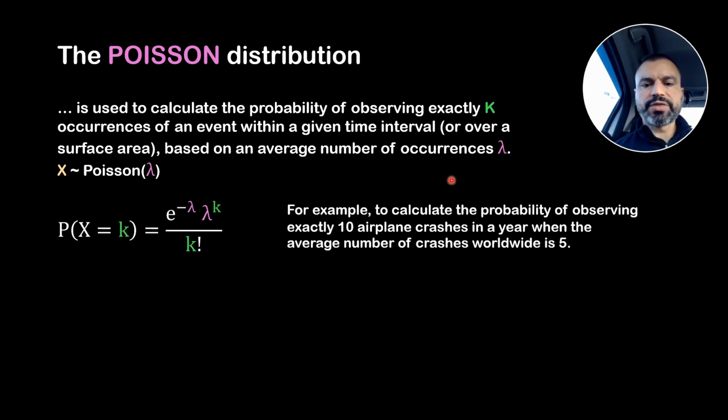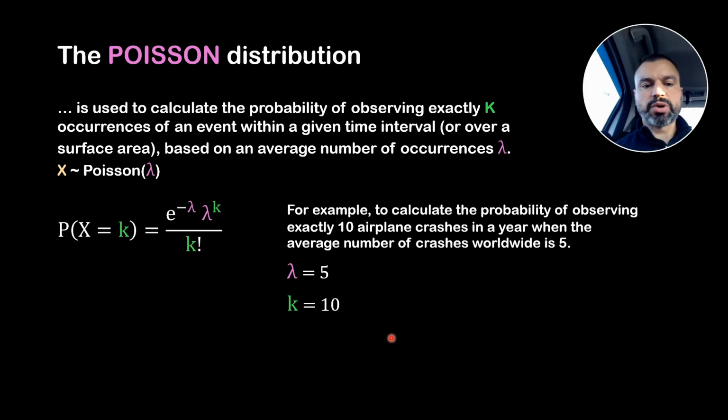Let's say we want to find the probability of observing exactly 10 airplane crashes in a year, given that the average number of crashes is 5. So in this scenario, lambda is equal to 5. So lambda is the average number of airplane crashes, and k is equal to 10. So the event here is the airplane crash. K is going to be the number of airplane crashes, and the time interval is equal to 1 year.